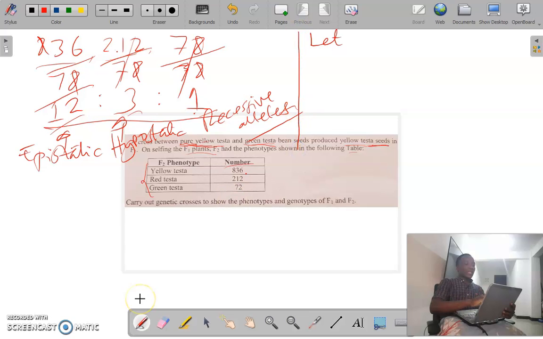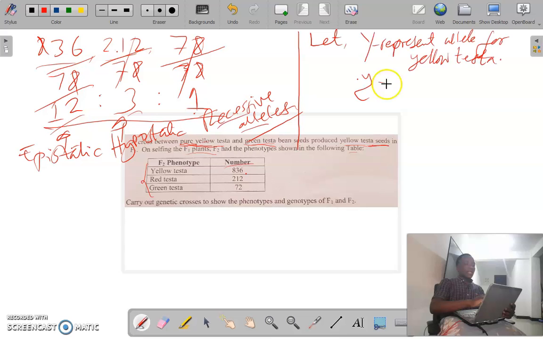Now you will let caps Y represent the allele for yellow tester. Its recessive is small y, which will have what we call the recessive effect, which was green.